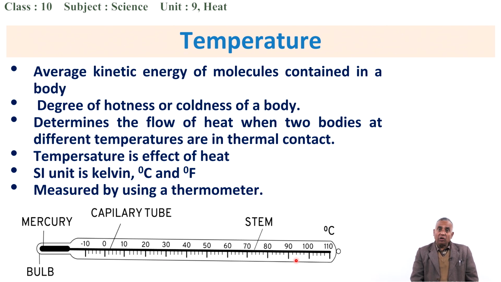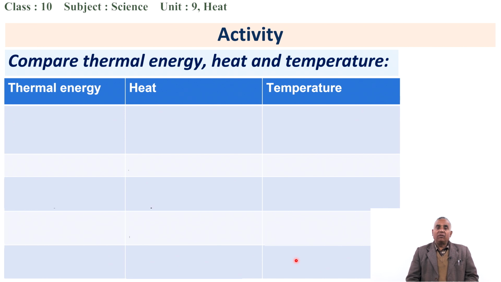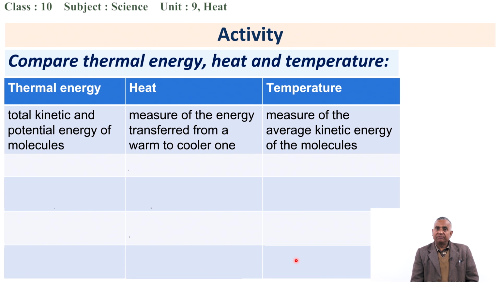Now, students, you are given one table in which you have to compare thermal energy, heat and temperature. Write in short only, not in detail. Okay. Now, see what I have written. Thermal energy: total kinetic and potential energy of molecules. Here potential energy is also used, which is very good, a complete definition. Heat: measure of the energy transferred from a warm body to a colder one.